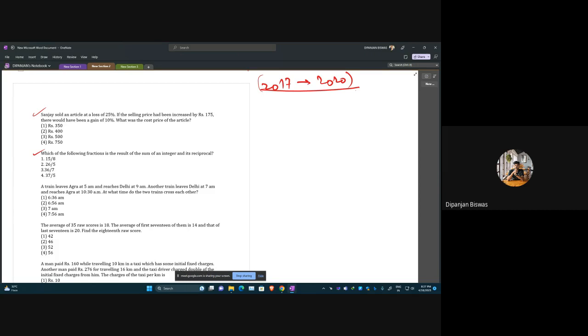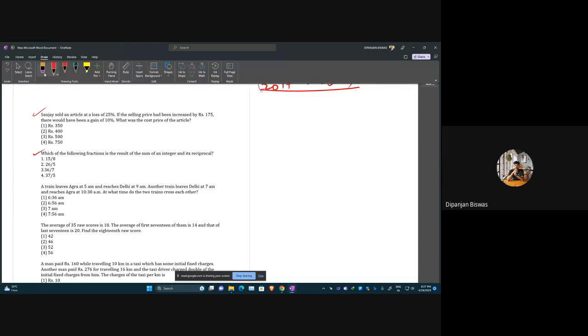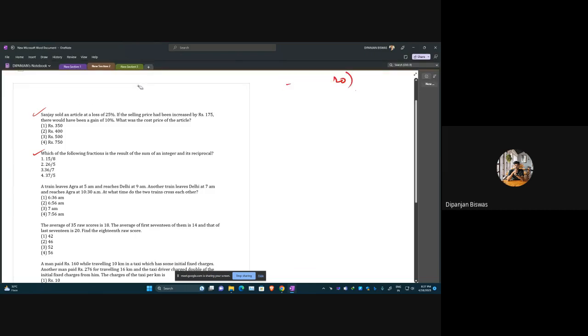So the first question says, Sanjay sold an article at a loss of 25%. If the selling price had been increased by 175, there would have been a gain of 10%. Again, the time is very short, so I won't show any short techniques here. That will be for the next class. So I will try to do it by a basic method.